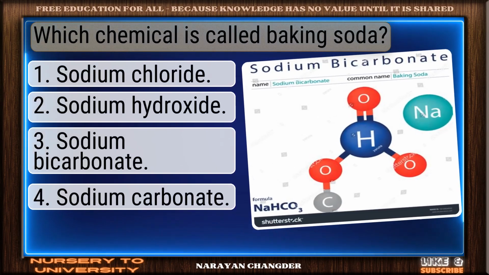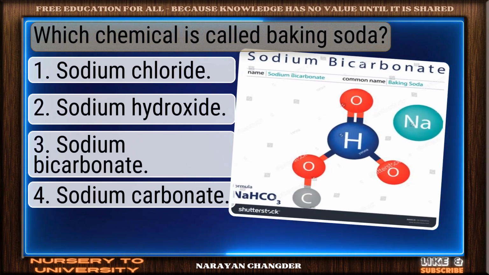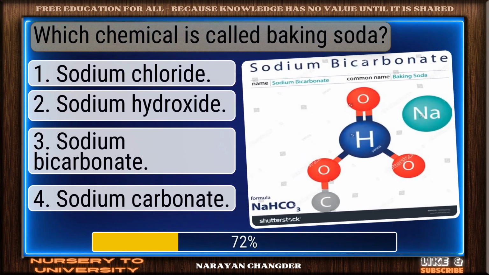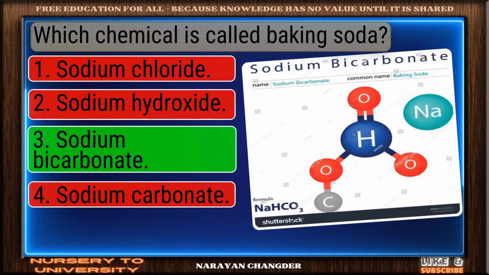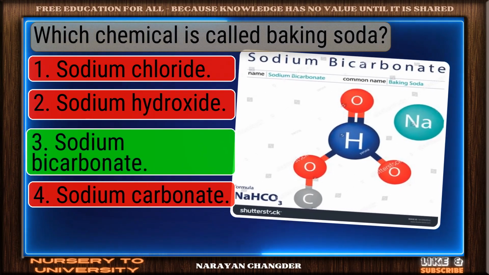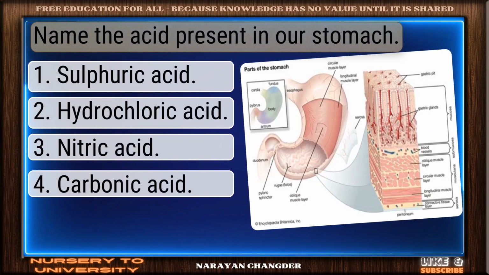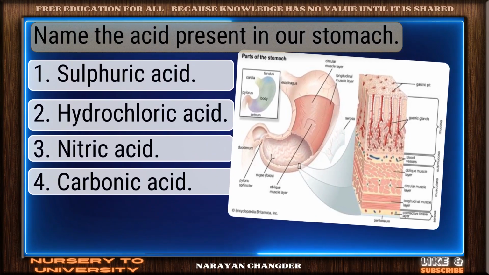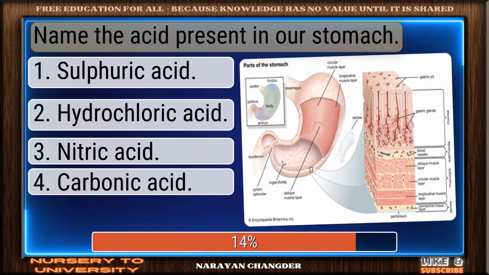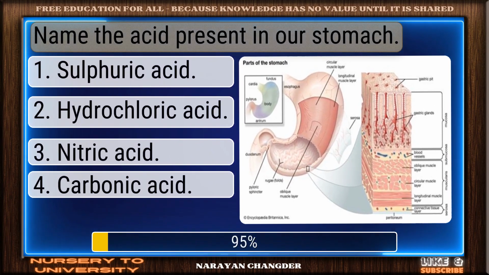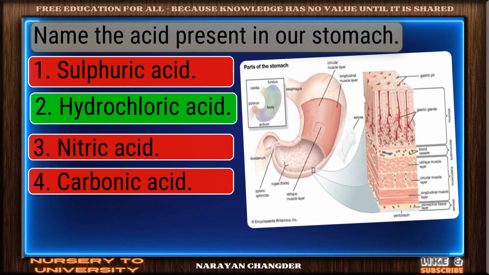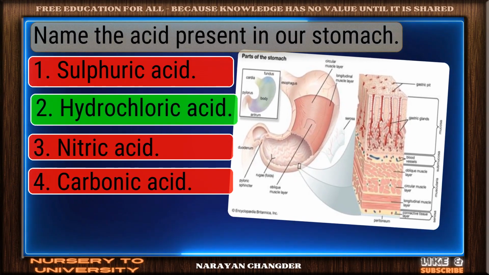Question number 33. Which chemical is called baking soda? Correct response. Sodium bicarbonate is the most accurate answer. Question number 34. Name the acid present in our stomach. On track. Hydrochloric acid is the correct answer.